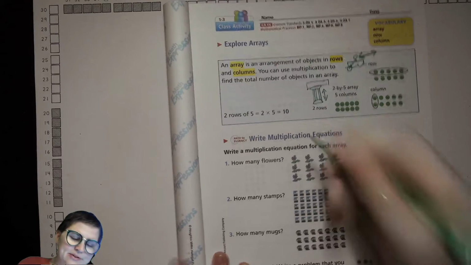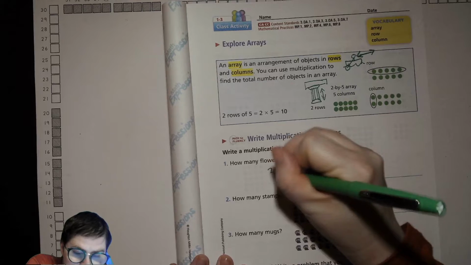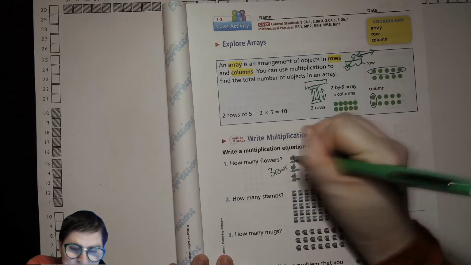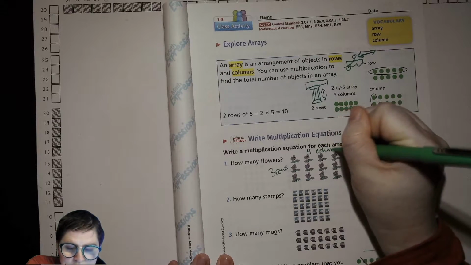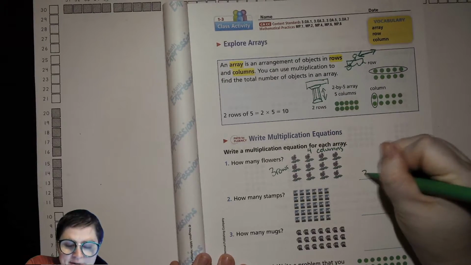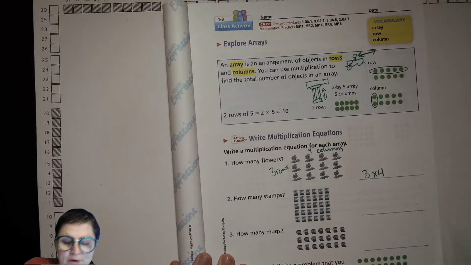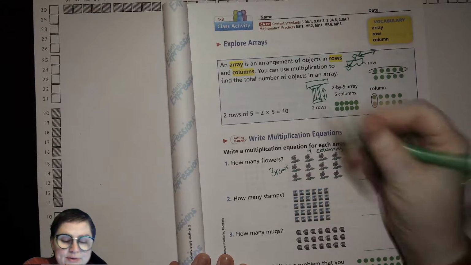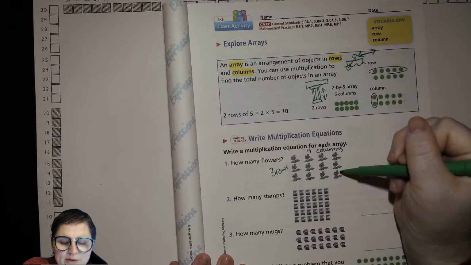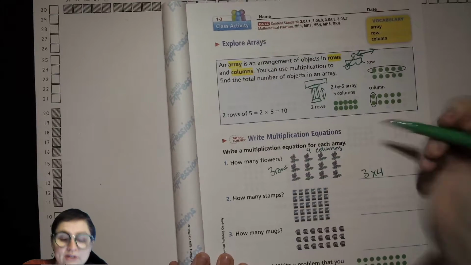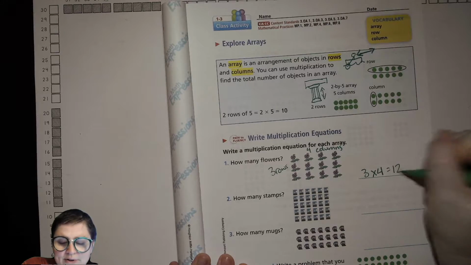How many flowers? So here we have 3 rows, and then 1, 2, 3, 4 columns. So this is a 3 by 4. You can go ahead and count those. I'm going to count by 4, so 4, 8, 12. You could count them individually if you like. It equals 12 flowers.